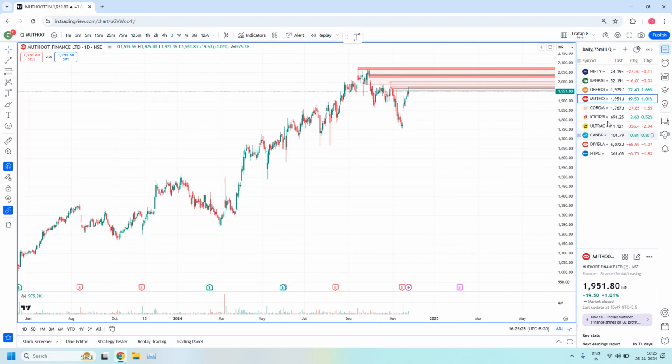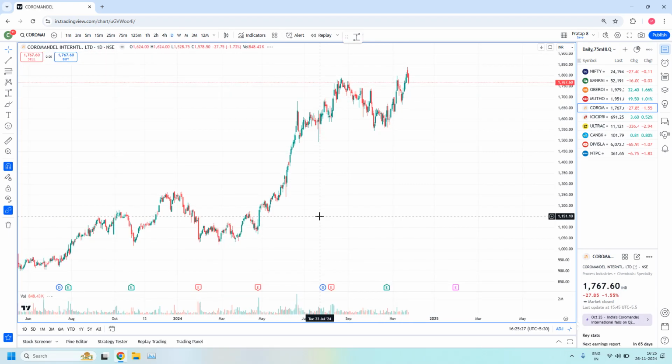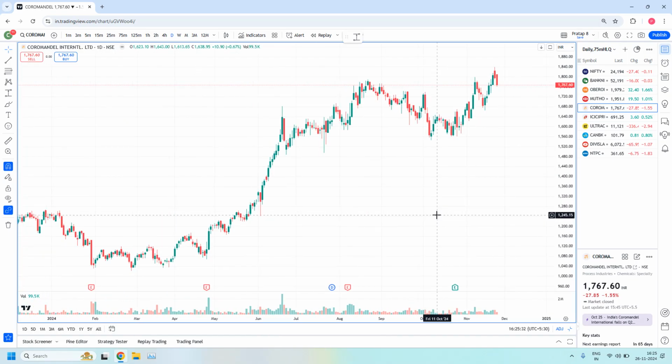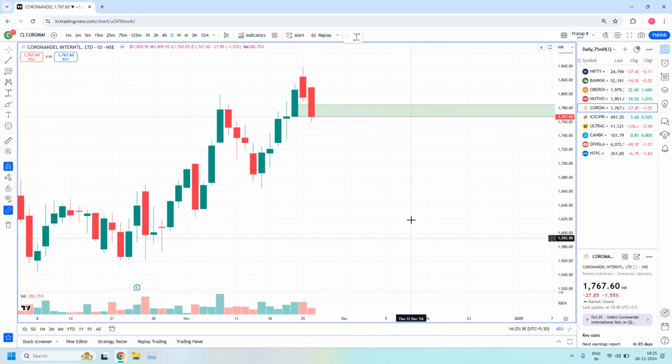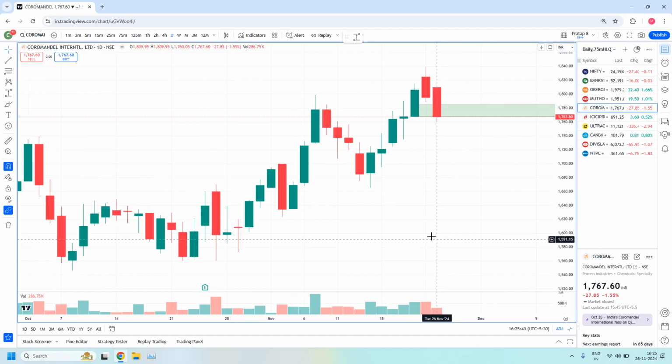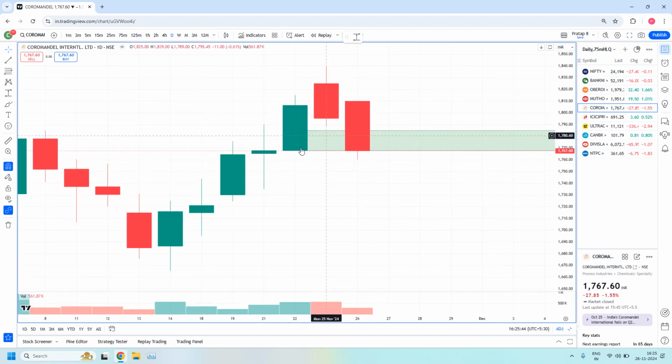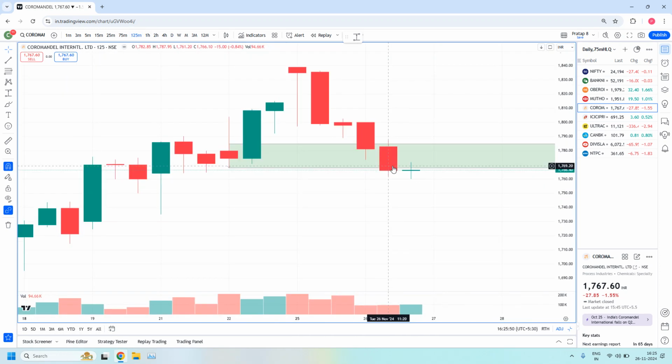So this is the daily zone. Next one is Coromandel. Coromandel is also a daily supply. This is a 75-minute supply zone. Coromandel. See, this zone is violated today. Actually pierced. But we know that this zone will be violated. Why? Because the structure is not clear in this zone. This is the 75-minute zone.